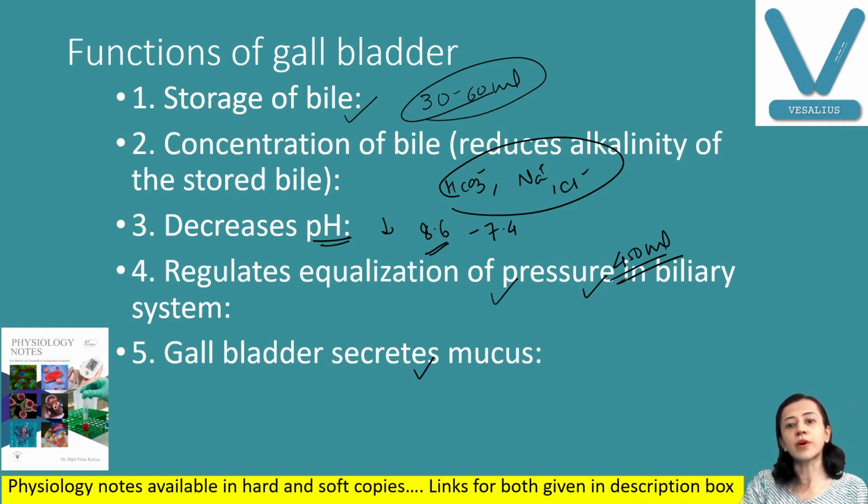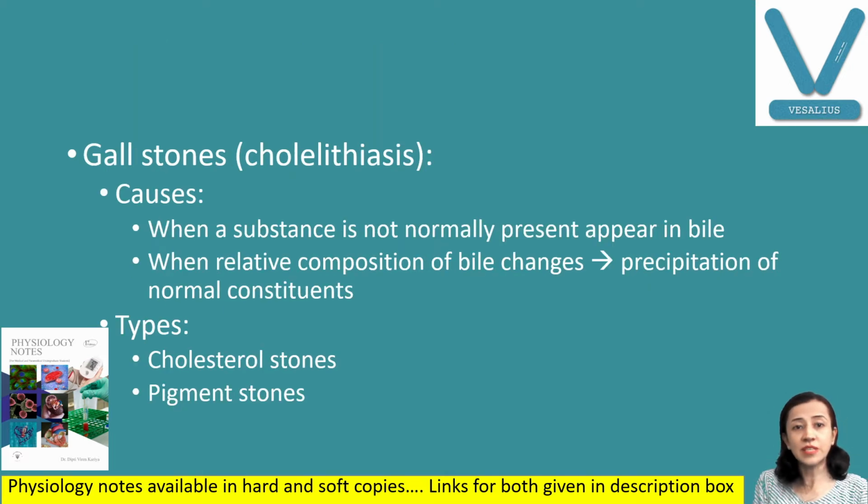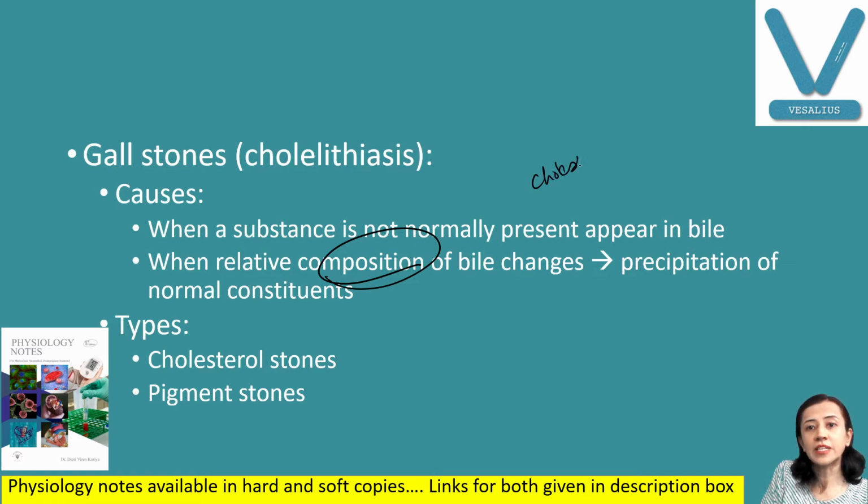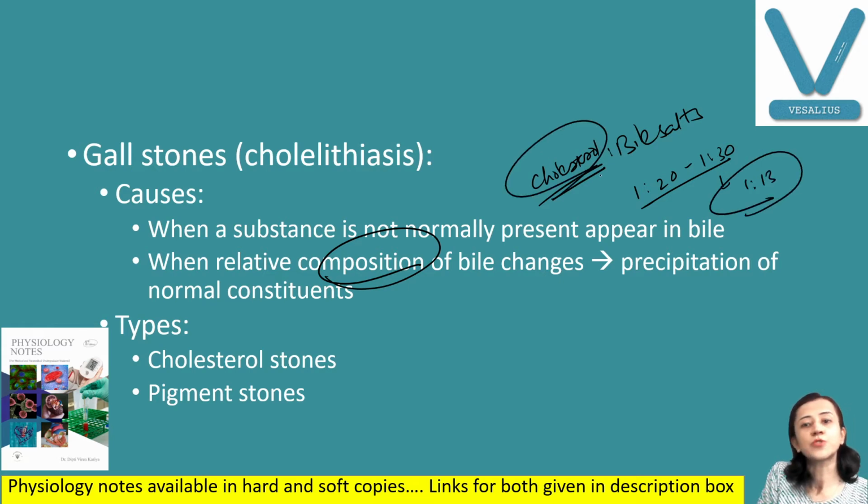Now we'll discuss gallstones or cholelithiasis. What is a gallstone? When any substance which is not normally present appears in bile, that results in formation of a gallstone. Or if the composition of the bile changes: we have cholesterol and bile salts, and their normal proportion is 1 to 20 to 1 to 30. When this reduces, the cholesterol precipitates to form stones.